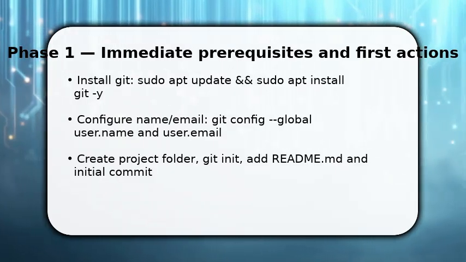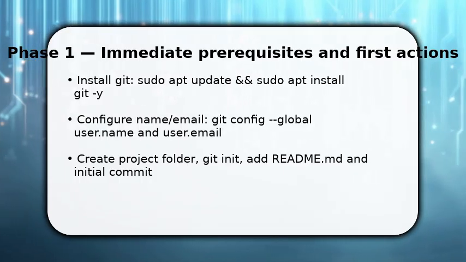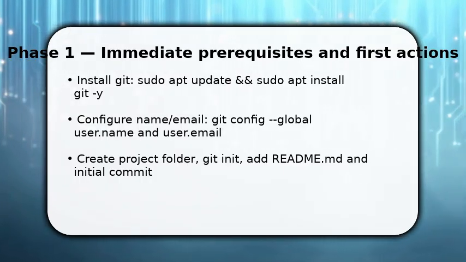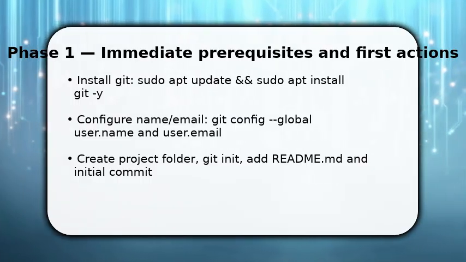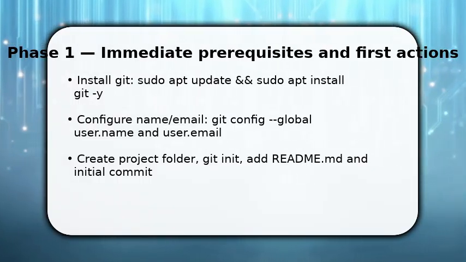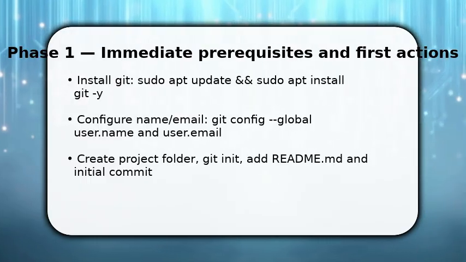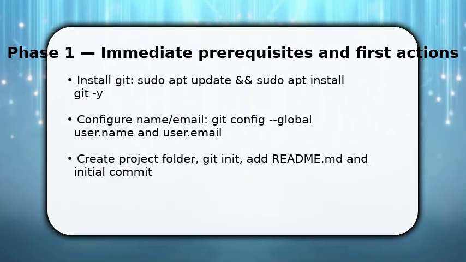Next, create a project directory, add files, then run git init in it to create a local repository. Add a readme, use git add, and git commit -m "initial commit" to record the snapshot. These are the first actionable steps that get your code tracked and ready to push to GitHub.